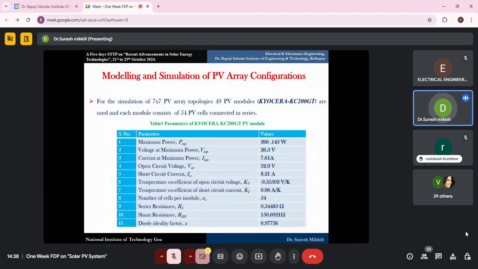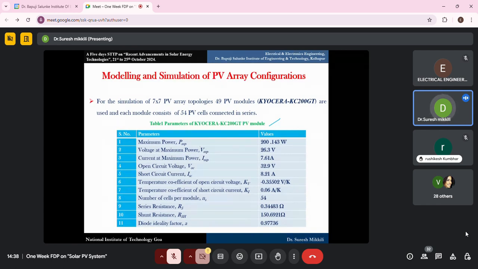To model the PV array configuration, there are different types of PV modules: a few with 200 watt, a few with 250 watt, 300 watt, 350 watt, even 500 watt PV panels are available. So what we need to do is select exactly the proper PV model. When we select a PV model, we should understand which data will be available.